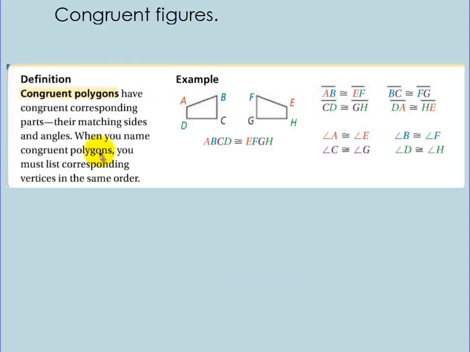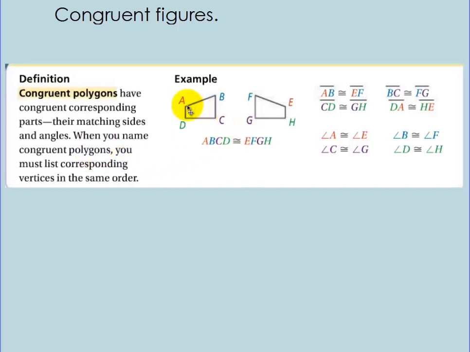So a definition of congruent polygons. If two congruent polygons have corresponding parts, that means that their angles and their sides are matched. So when you name congruent polygons, you can list the corresponding vertices in the same order. So, for example, polygon ABCD is congruent to polygon EFGH.